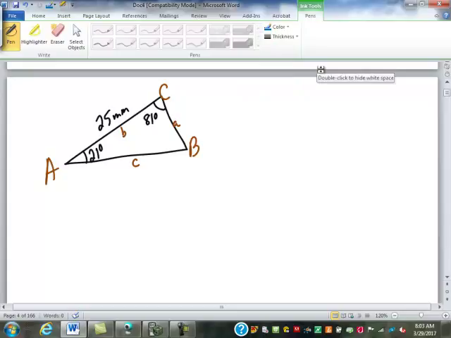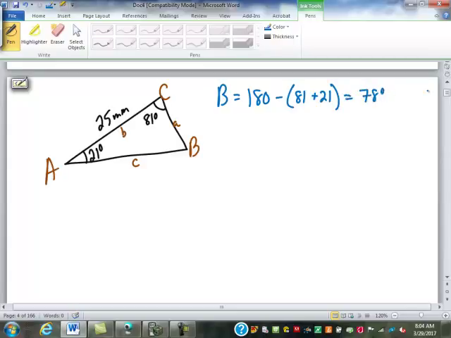Do I have an angle and its opposite side right now? At the moment, the answer is no. But can I get an angle and its opposite side? Yeah, because anytime I know two of the angles, I know all three. So my first step here is going to be to find angle B, which is just going to be 180 minus the 81 and the 21, which is what, 78 degrees?